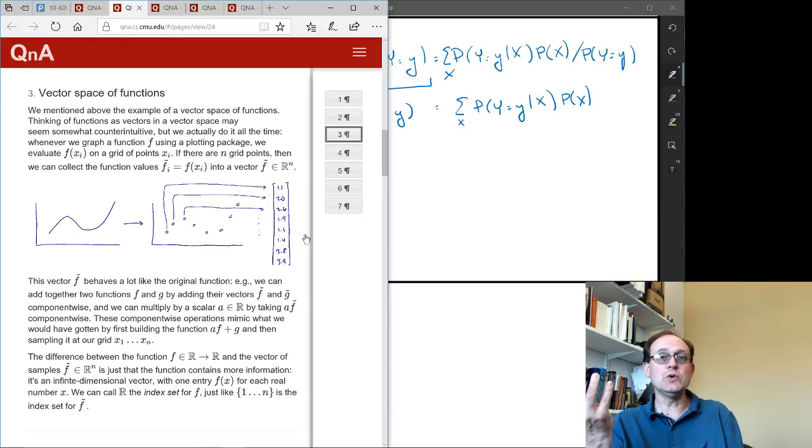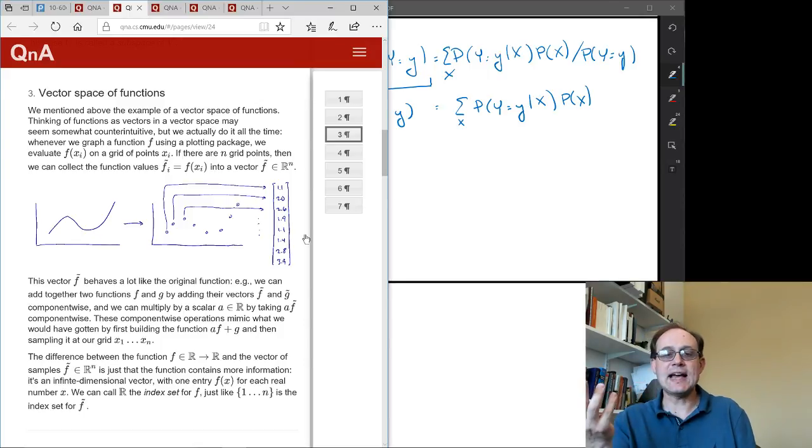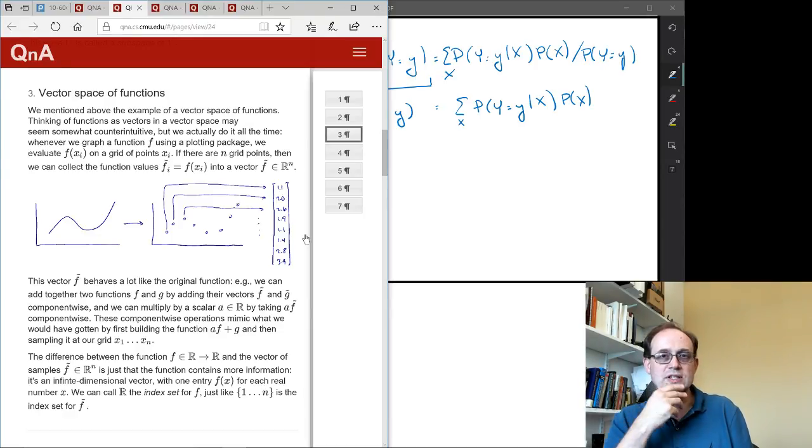And so all we're doing when we talk about functions as vectors in an abstract vector space is we're making that exact. We're imagining sampling the function not just at a few points, but at every possible point, all infinitely many possible points that we could sample it at, and thinking of it as sort of an infinite length vector. And infinite length vectors are maybe a little mind-bending, but they behave just like their ordinary finite dimensional counterpart.